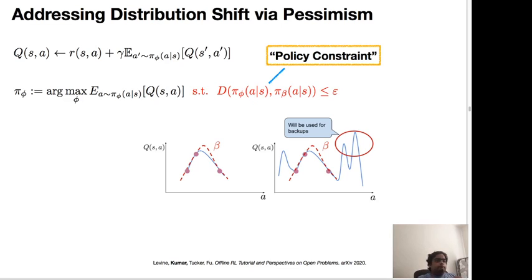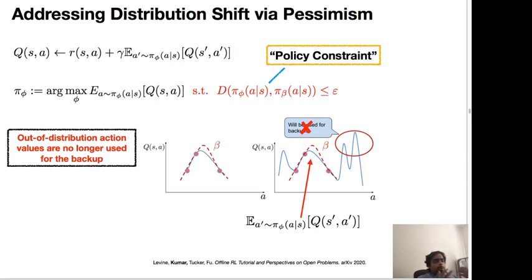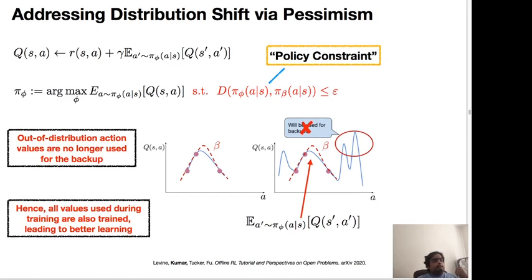what is happening now is our target Q function, Q(s', a'), is only being queried on actions a' which are close to the behavior policy, or close to beta. So those actions which are farther away and whose Q function values are erroneously optimistic will not be used anymore for the Q function backup. So we are preventing out-of-distribution action values from being used for the backup, and this ensures that all the values that we are using during training are also themselves trained.